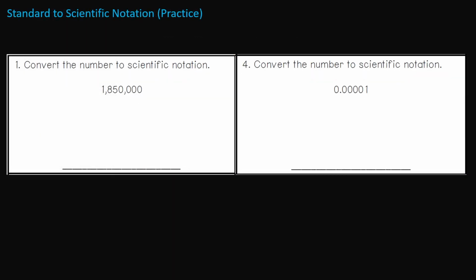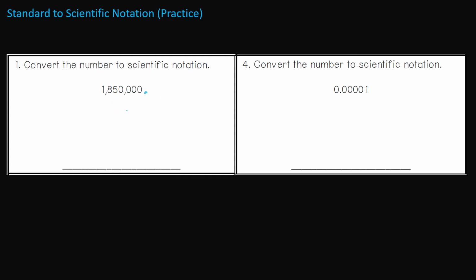So let's try a few more. We're going to convert each number to scientific notation. So I have the number 1,850,000. Again, I want to identify where is the decimal in this number. It's at the end of the zeros.